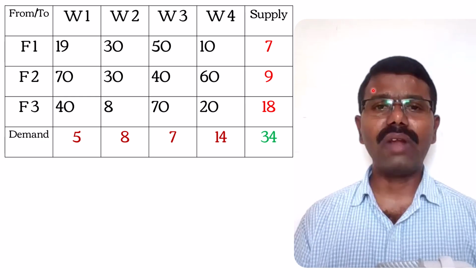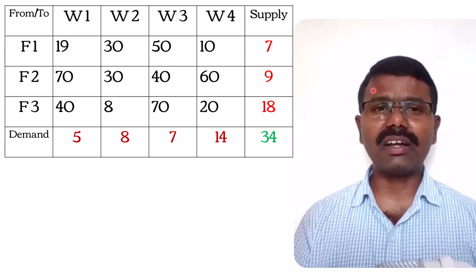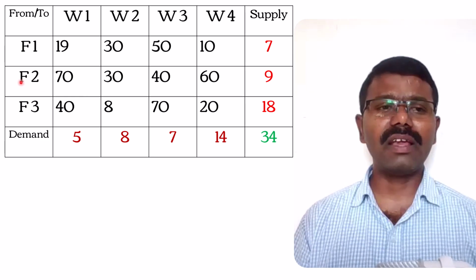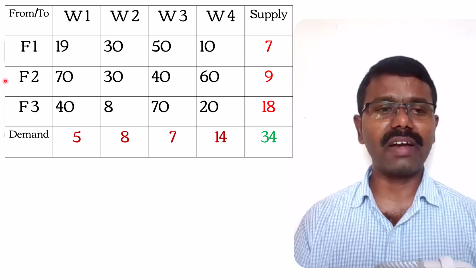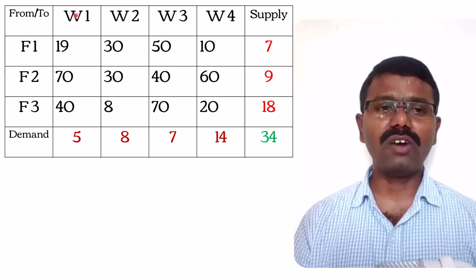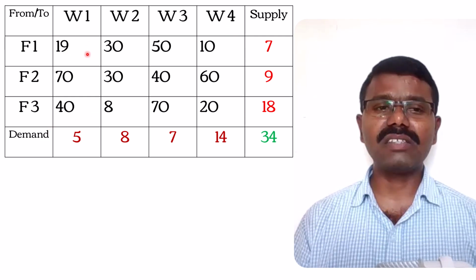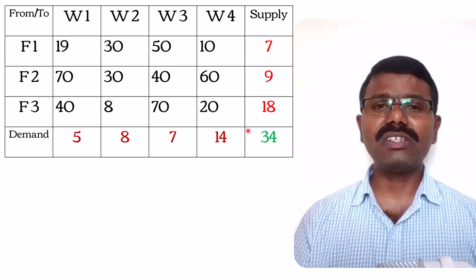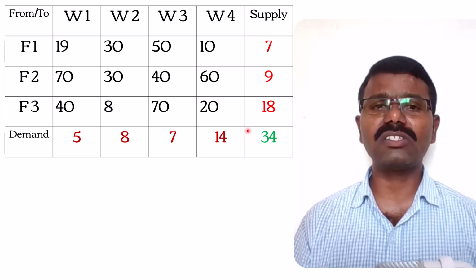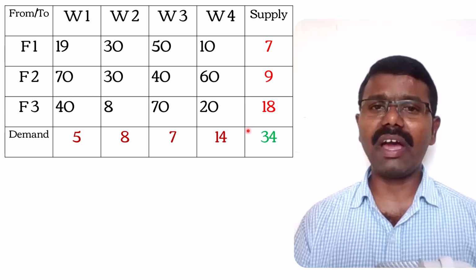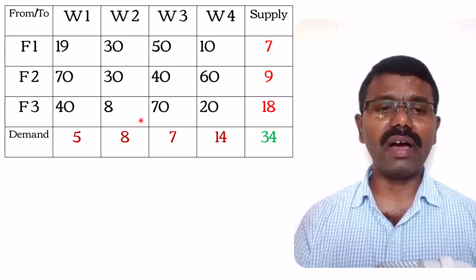Initially you write the cost matrix here, and as usual this is factory 1, factory 2, factory 3, and warehouse 1, 2, 3, 4, and this is the cost matrix, and these are the cells. Out of all the cells, which cell has the least cost? That we need to identify first. So if you identify, 8 is the least cost cell.